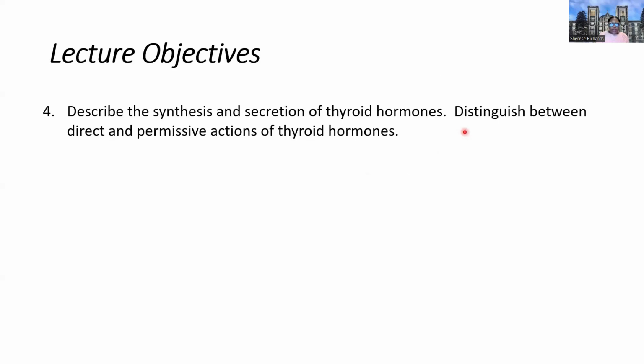All right. So our fourth objective is to describe the synthesis and secretion of thyroid hormones and distinguish between direct and permissive actions of thyroid hormones. So we're really going to get into the specifics of some of these glands. The thyroid is one of them, the adrenals is one of them, that we'll really focus in on, including the pancreas as well.